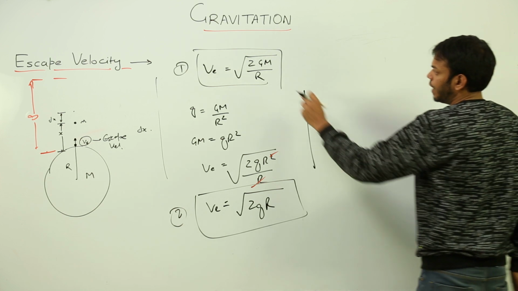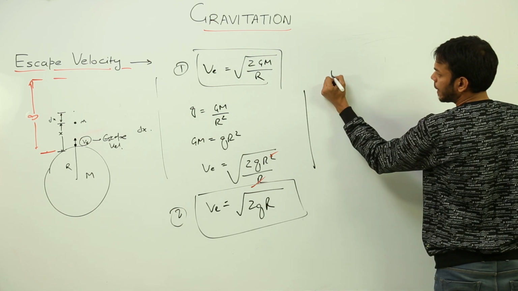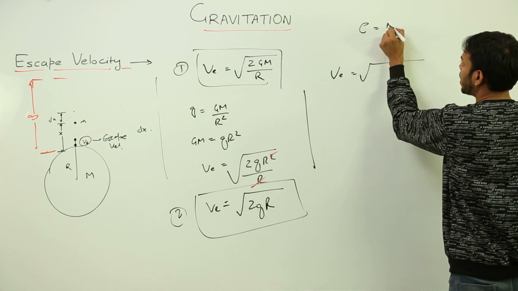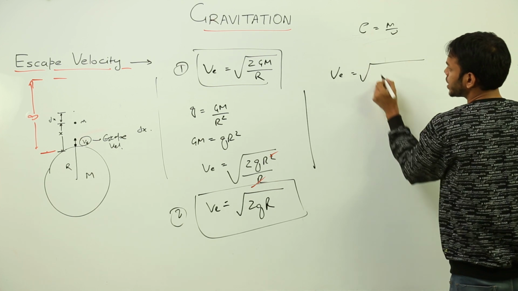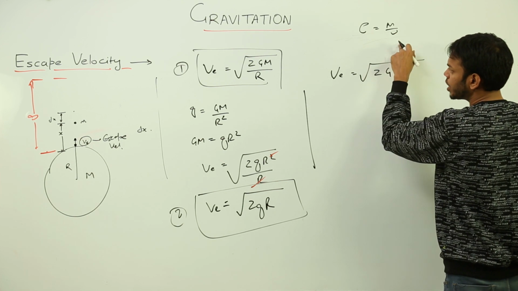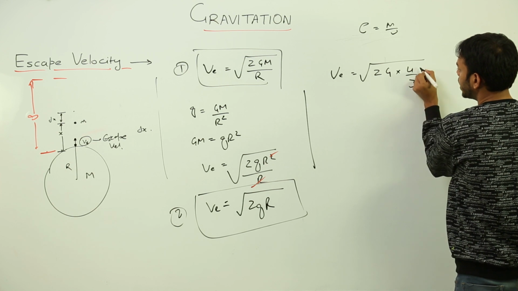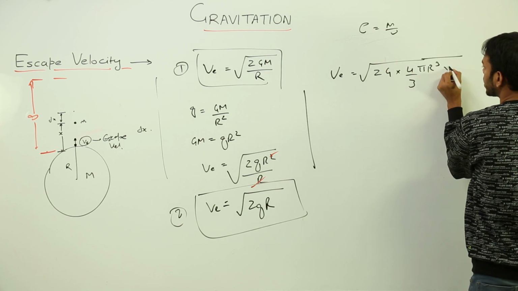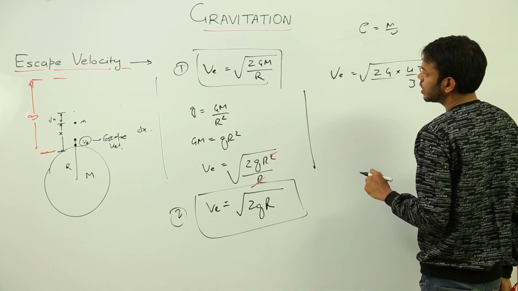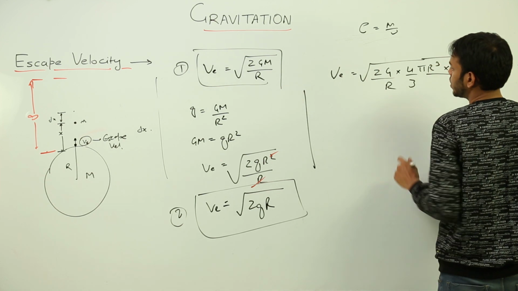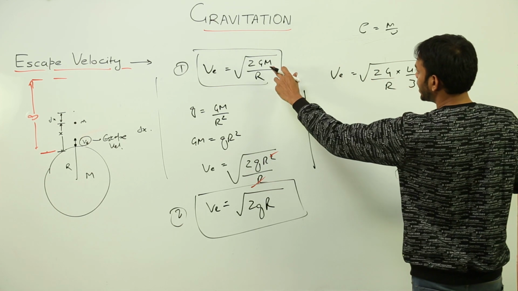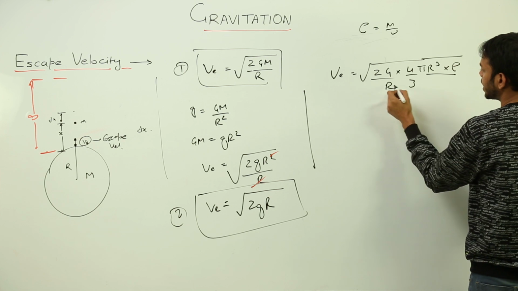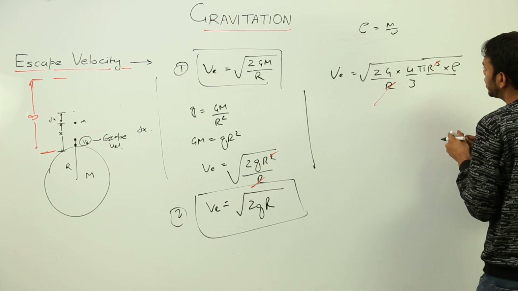One more. If in here I put mass to be the product of density and volume, because density is mass per unit volume, that means mass is volume into density. So 2G, and instead of M, volume 4 upon 3 pi r cube multiplied by density, right? Volume into density, upon r. So here we had r only, right? We had 2G upon r, and M is volume into density. So this is the new formula.